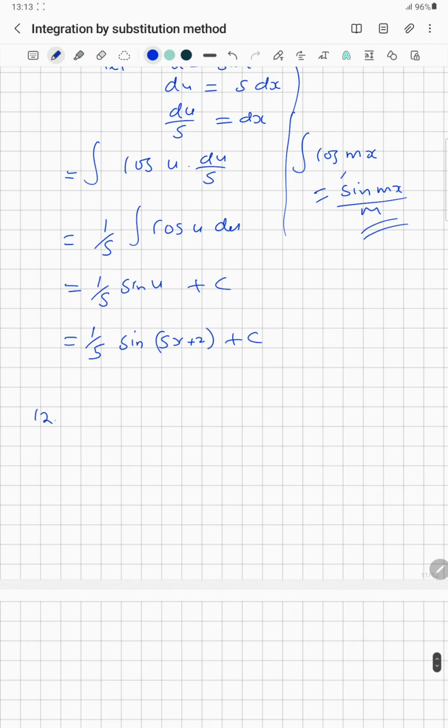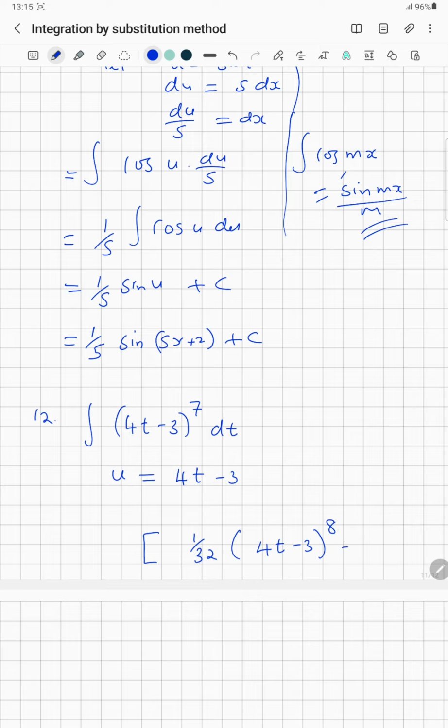Question 12. I will not complete this question because it's very simple. Just do this substitution here, then manipulate this function and see if you get this as your answer. Do that one, because this is very simple.